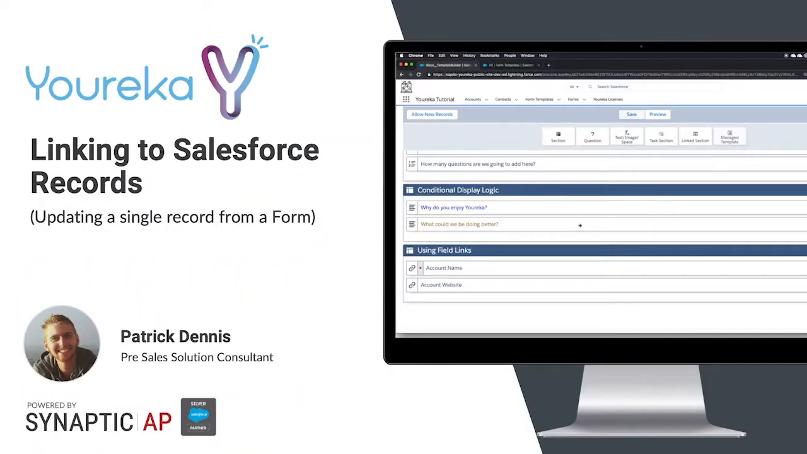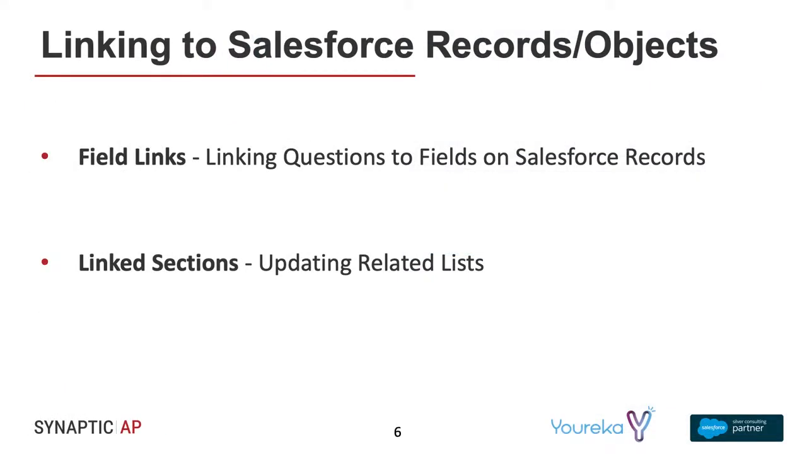The next thing that I wanted to show you was how we can link Salesforce Records to a specific form in the system. But the important thing that I would stress is that when we talk about how Youreka can satisfy this need, we think about linking records in the system to forms in two different ways. So the first way is what we call a field link. And so this is when we're talking about linking questions to fields on Salesforce Records. And I'll show you an example of how this works in a moment.